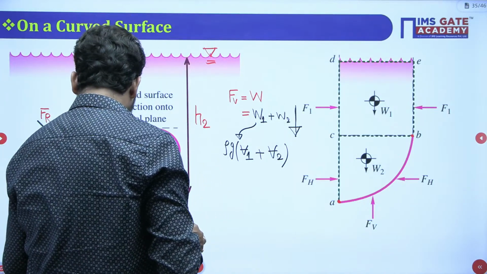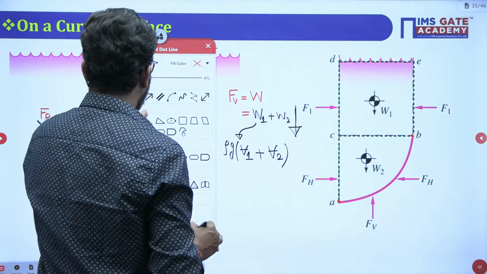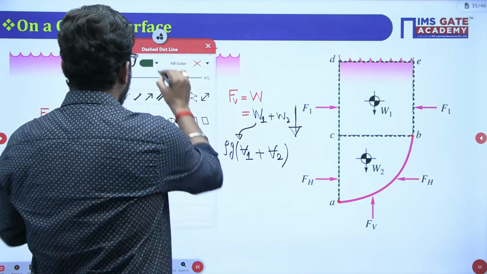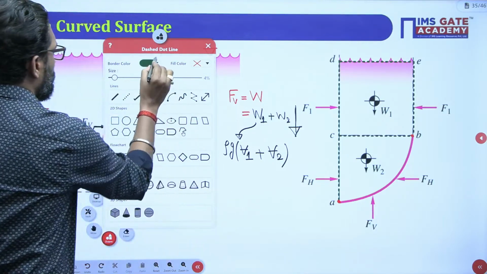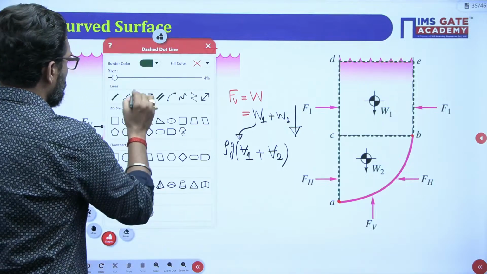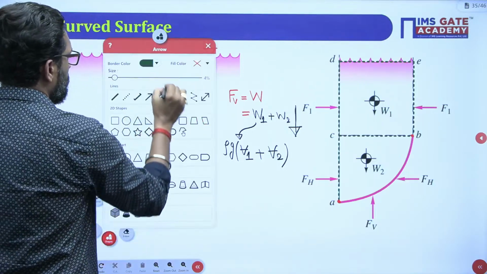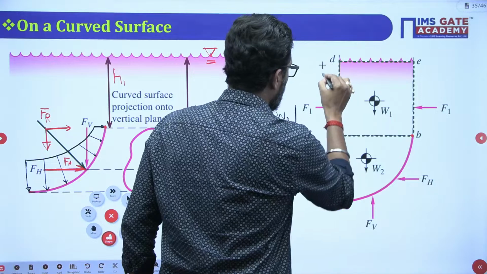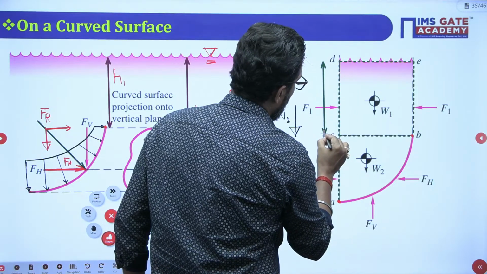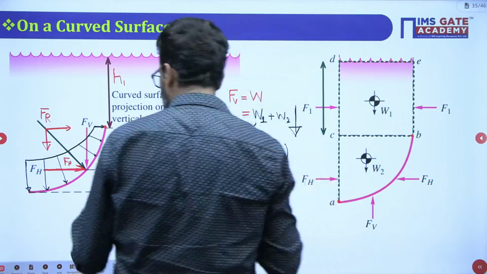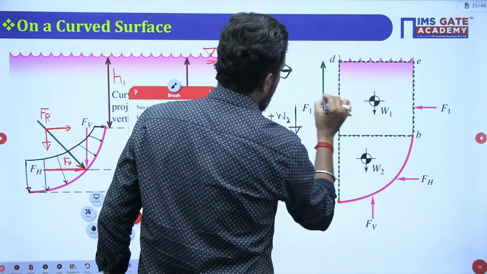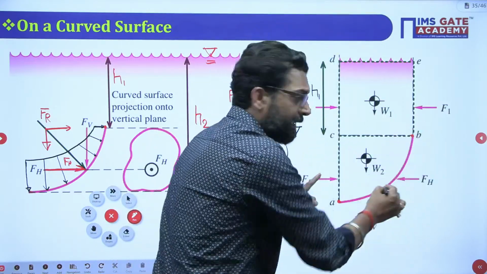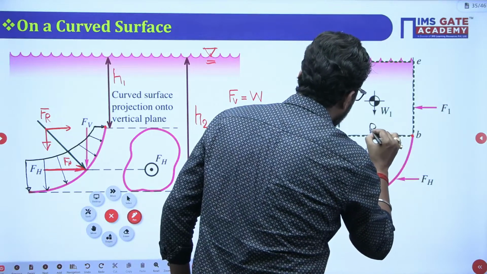How to calculate this? Let's suppose this is A, B. Let's suppose this is your H1. And let's suppose this is your radius. Let's suppose this is a semicircle. So this is your radius R.